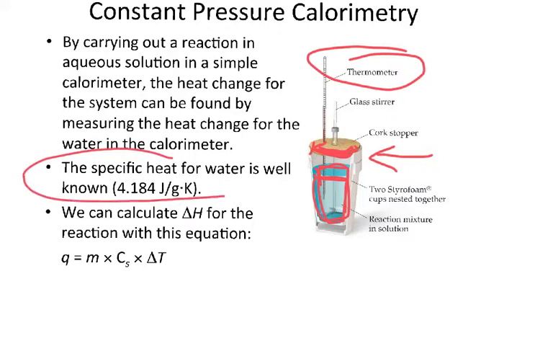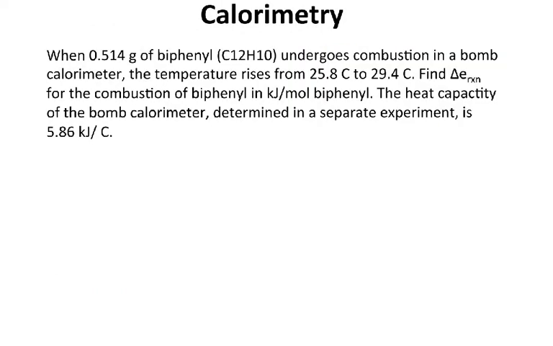You know the specific heat for water, so you can calculate the enthalpy for this reaction using the equation we learned earlier: heat, Q, is equal to the mass times the specific heat times the change in temperature. So let's look at an example.